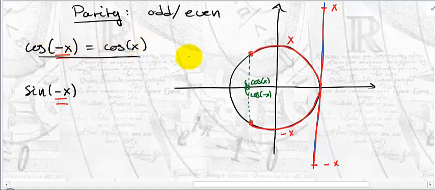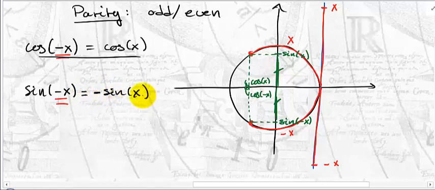That's the first one. How about sine x and sine negative x? Well, where's sine x? It is right here, sine x, right? Where's the sine of negative x? It is right there. And again, for obvious symmetrical reasons, this right here is the same distance as that, except that they have opposite sign. So the sine of negative x should be equal to the opposite of sine x, right?